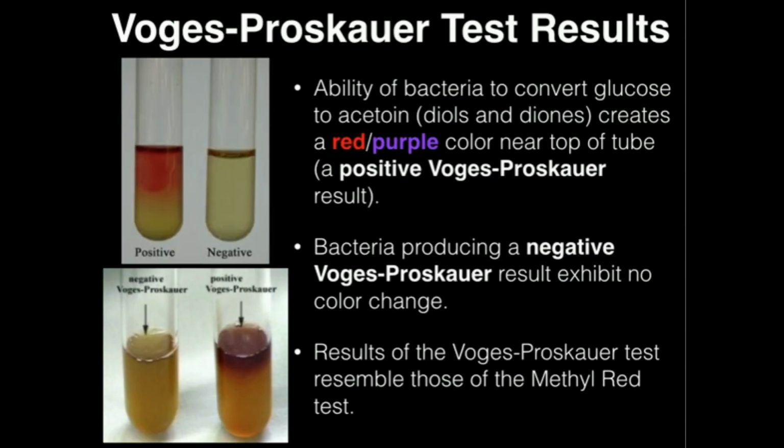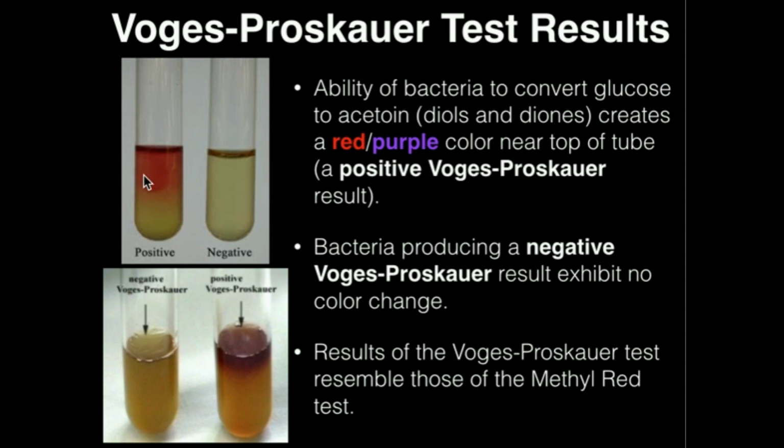Okay? Here's some specific results, what they might look like. Very similar to the methyl red test, if we see usually towards the top of the tube, if we have a red color, or sometimes it can go darker, a little bit purplish, that's going to be a positive Voges Proskauer test. That means that the bacteria are able to convert glucose into these neutral end products such as acetoin and diols and diones. Okay?